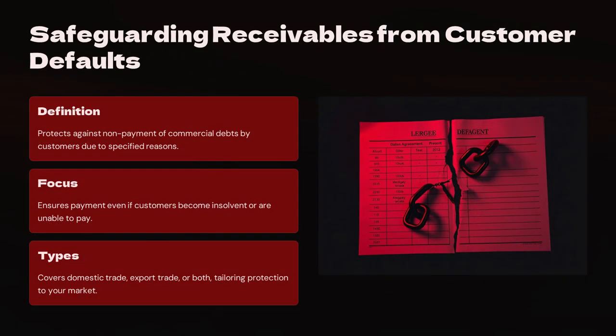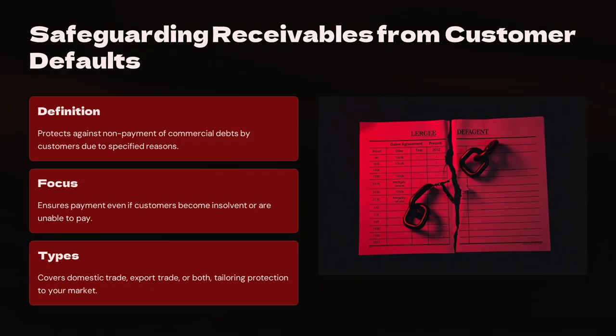So, what exactly is credit insurance? It's a policy that acts as a safety net, protecting your business against the risk of not getting paid for the goods or services you sell to your customers on credit. This non-payment must be due to specific reasons covered by the policy. The main goal is to ensure that your business receives its payment even if your customer becomes insolvent, meaning they go bankrupt or simply cannot pay their outstanding invoices.